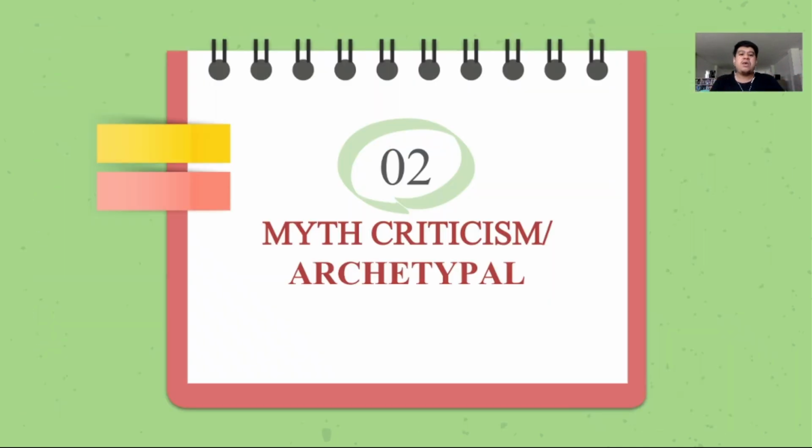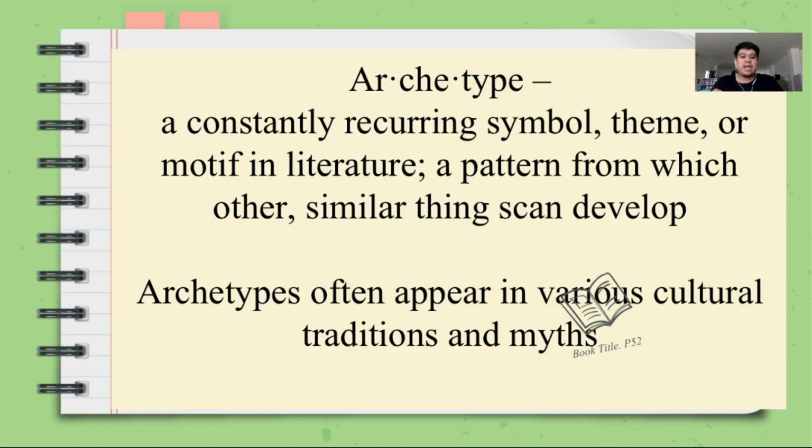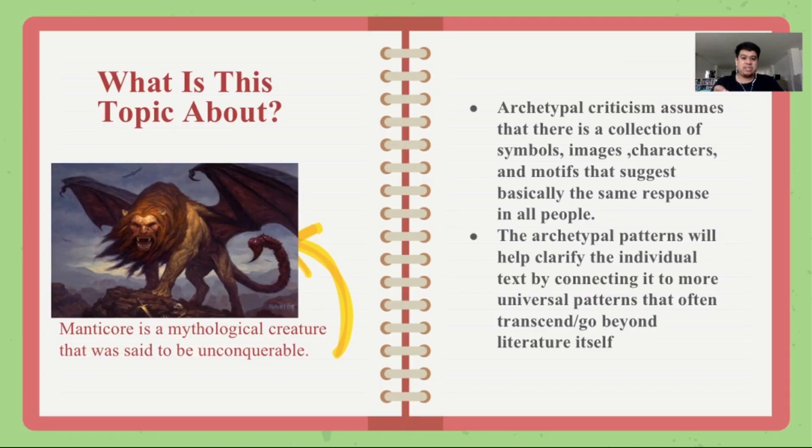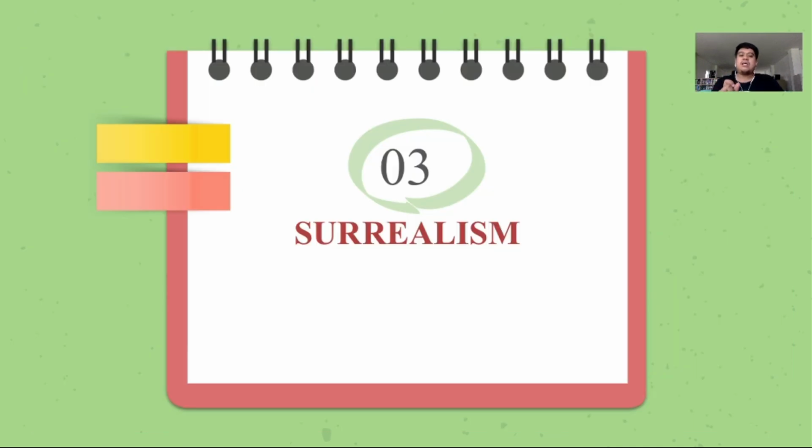And for the myth criticism or archetypal, we associate symbols by means of recurring patterns. And these are all archetypes. Okay? And these archetypes could be related to our own lives. Whenever we see these archetypes as a source of literary power, we can easily identify and give meaning to a specific literary text. Okay? It's associating mythical creatures, associating different things in literature.